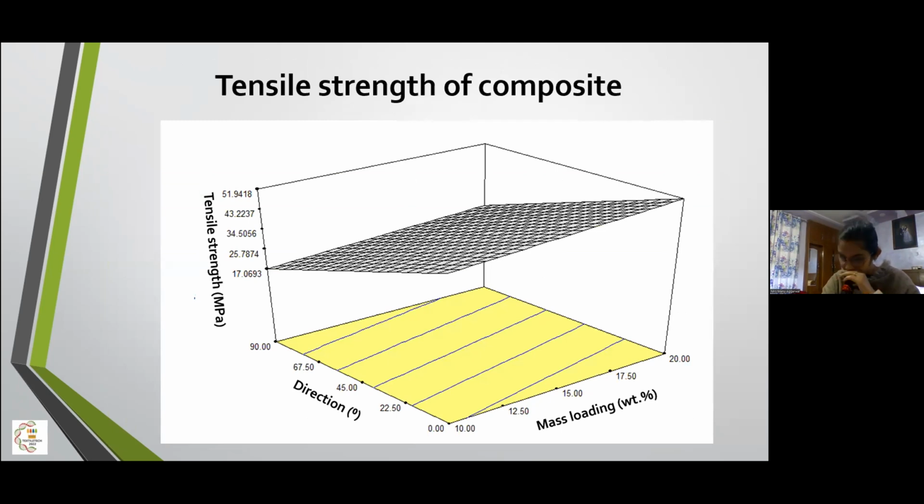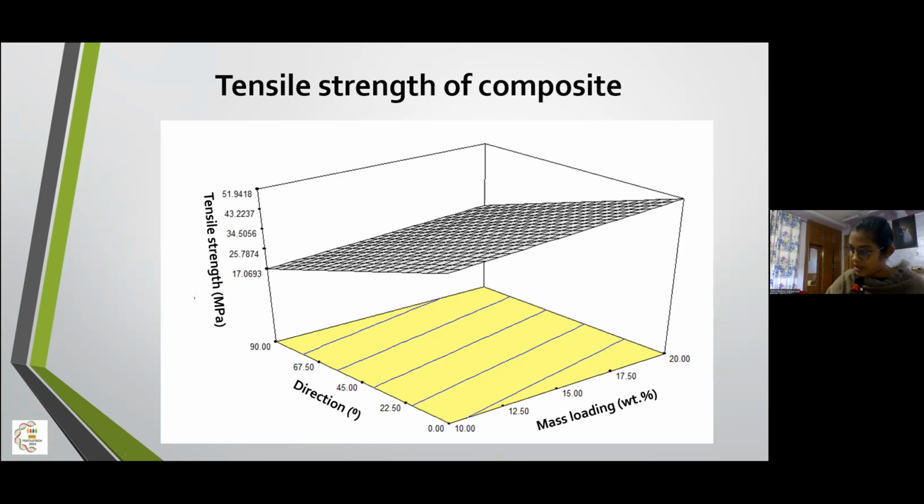Now, the influence of direction and mass loading percentage on the tensile strength of the composite. Here I am showing the graph of the composite fabricated with the 8 pound per spindle jute yarn. As earlier, the result shows that the composites fabricated with the 8 pound jute yarn show the maximum result. From this graph, it is clear that with increase in the mass loading fraction, the tensile strength of the composite increases.